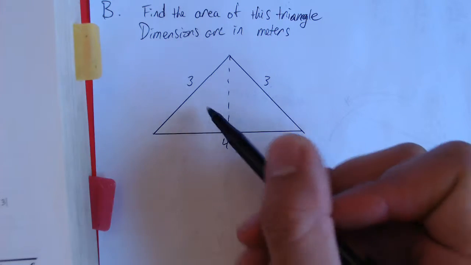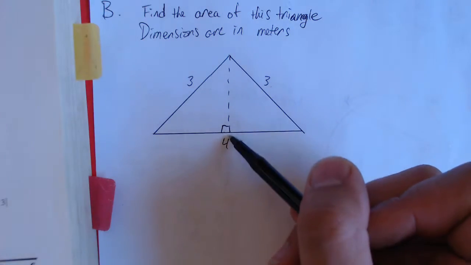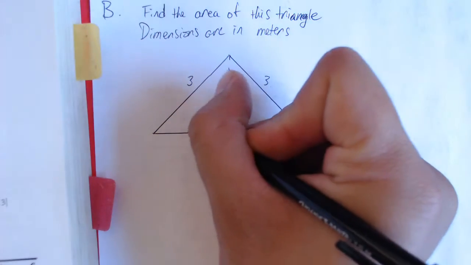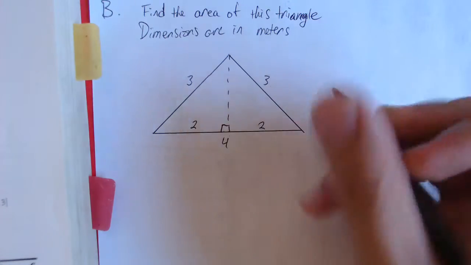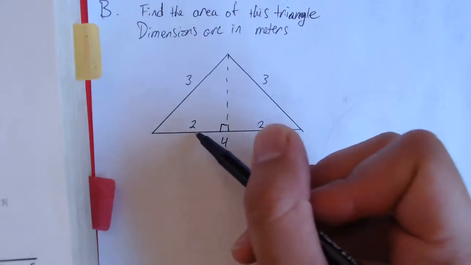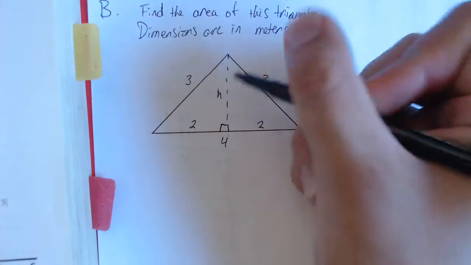In this case, the hypotenuse, which is always opposite the 90-degree angle, is 3. And then this base would actually get cut in half. So instead of the base being 4, this base would be 2, and this base would be 2. So for this right triangle, we've got a hypotenuse of 3, a base of 2, and then an unknown height that we want to find. We'll mark that with h.